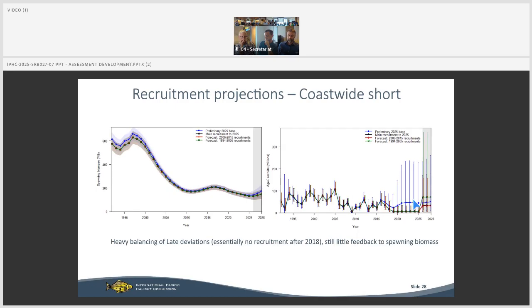And then in the coastwide short model, you see a huge feedback, and this is exactly why that control is in there, because sometimes you get cases like this where this is essentially saying there's no recruitment after 2019. Even in that case, with effectively zero recruitment after 2019, you can see the spawning biomass isn't all that affected, even at the end of the 3-year time period. That's because of these lags. So few of those fish have actually matured into the spawning stock.